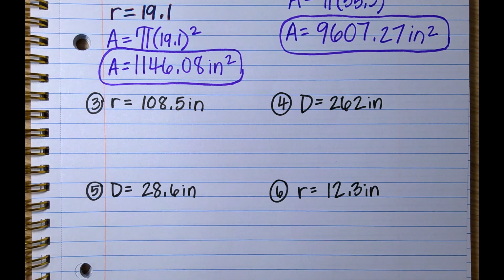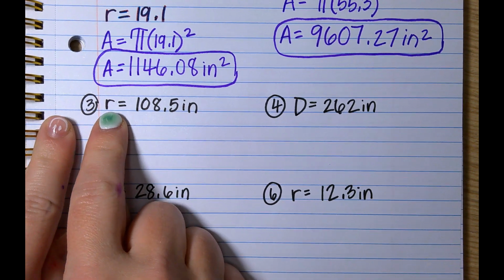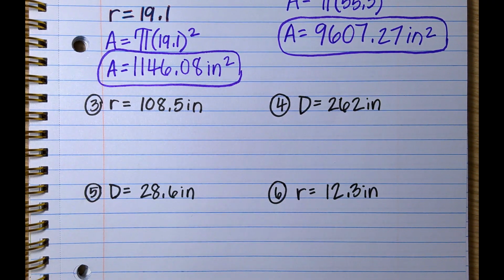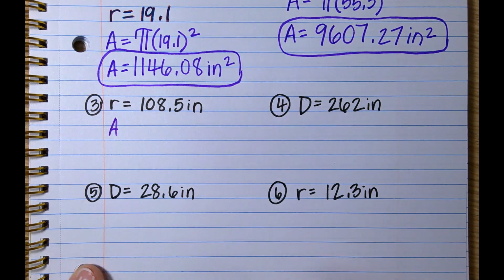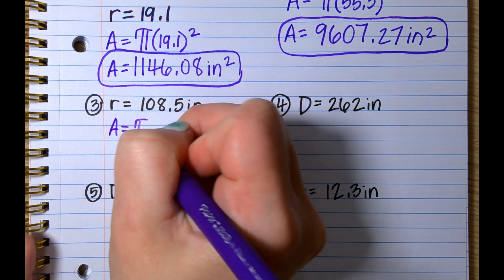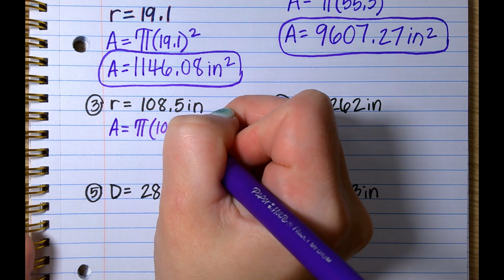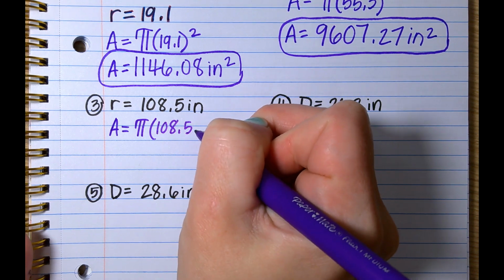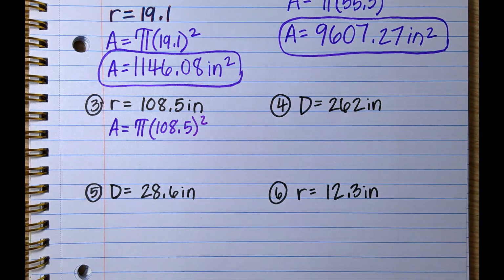And so you've had a few minutes to try these on your own. Number 3, we're going to find the area of a circle with the radius 108.5 inches. How would I do that? Lisa, how do I do it? You're going to do A equals pi times 108.5 squared. Perfect. Okay, so I'll type that in.